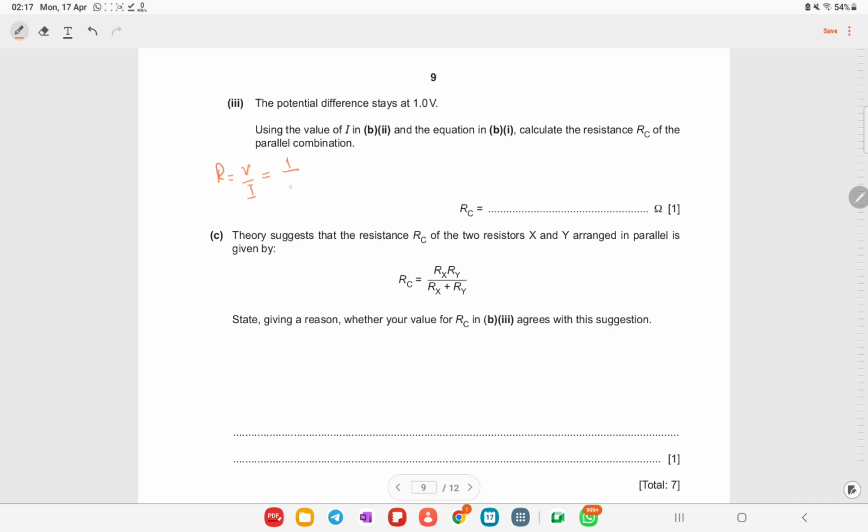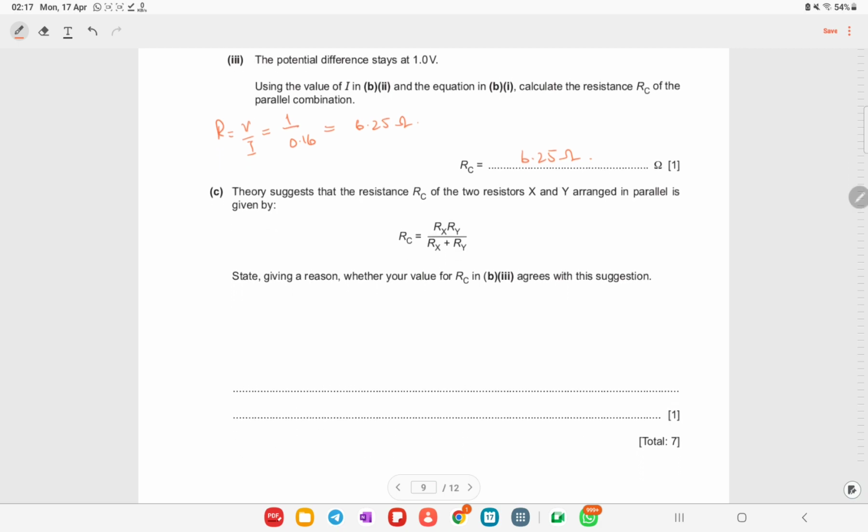So this is 1, and the current is 0.16, and this is going to be 6.25 ohms. So I'll write 6.25 ohms over here. Okay, theory suggests that the resistance RC of the two resistors X and Y arranged in parallel is equal to 2. State giving a reason whether your value for RC in B3 agrees with this suggestion or not.